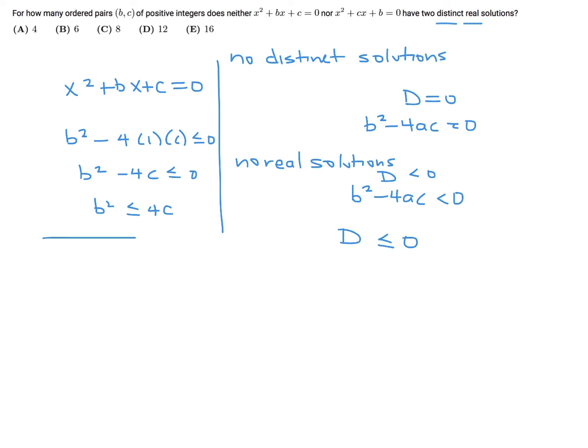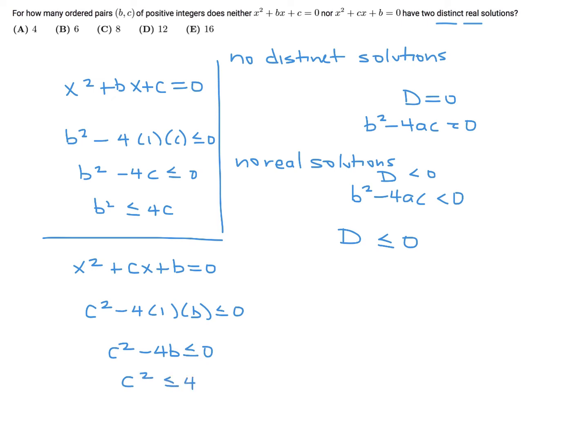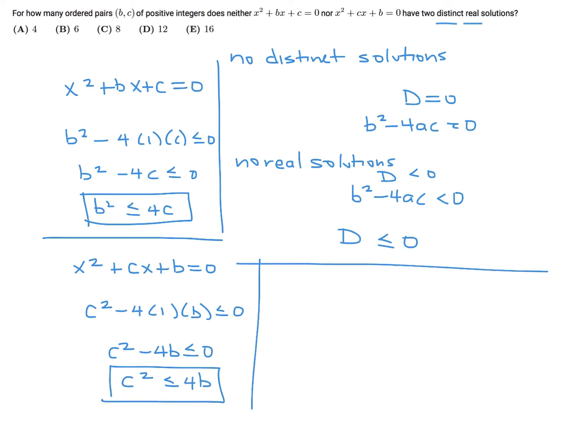Then the next one is x squared plus cx plus b equals 0. Same story. Now we have c squared minus 4 times 1 times b less than or equal to 0, so c squared is less than or equal to 4b. That's the first one, that's the second one. Now we have to somehow combine those two. Let's see how I can do that.